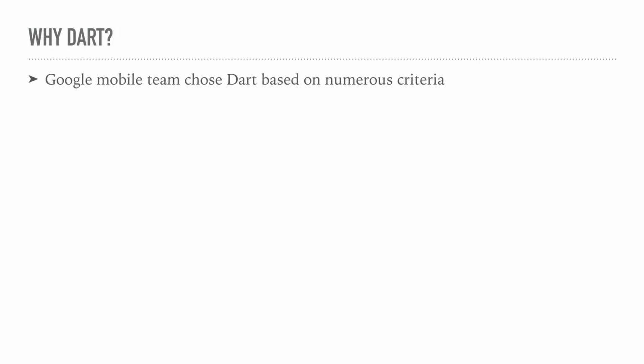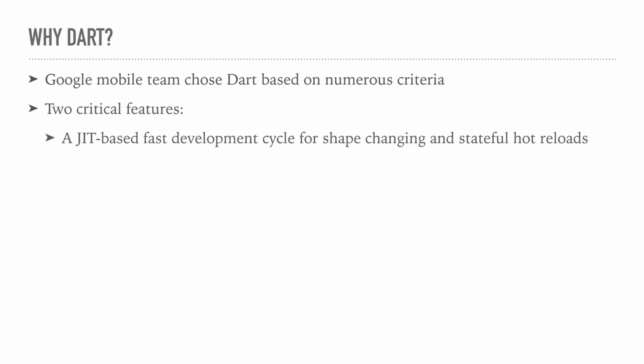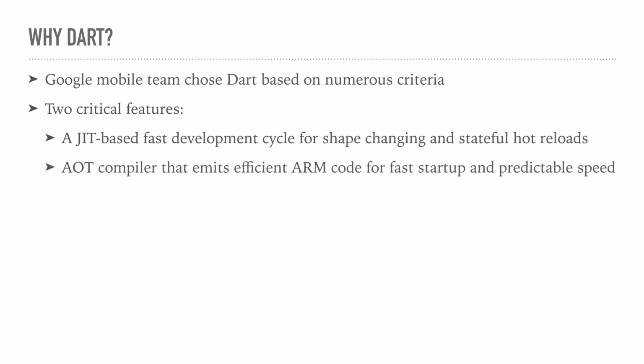Why did Flutter choose Dart? Why did one Google team choose another Google team's thing? I don't know. But the Google mobile team wanted numerous criteria. One was it had to have a JIT-based cycle for quick development, as I showed you in the demo. But it also had to be AOT for efficient ARM code, and also because that's the only way the stores will let you get on, is to have actual ARM code there.